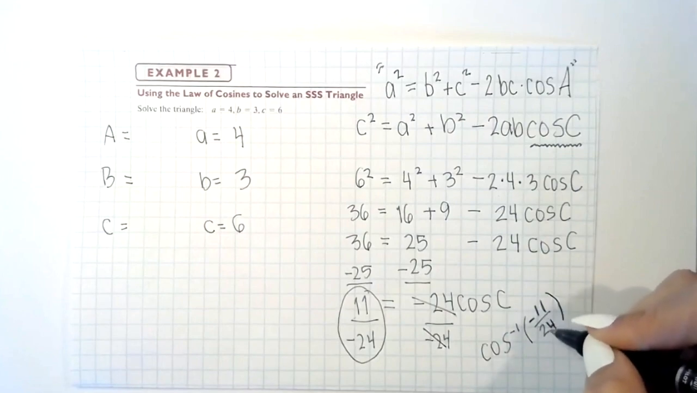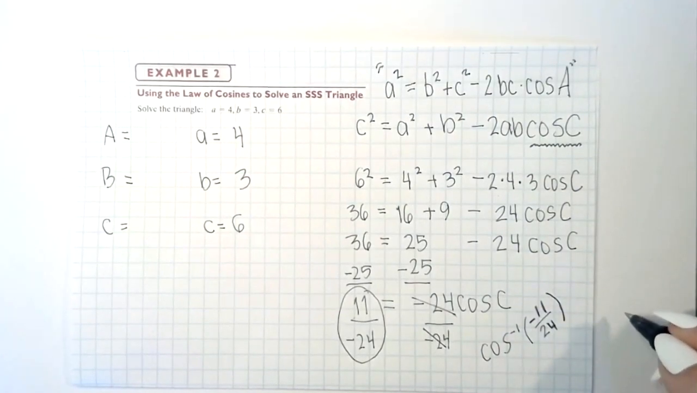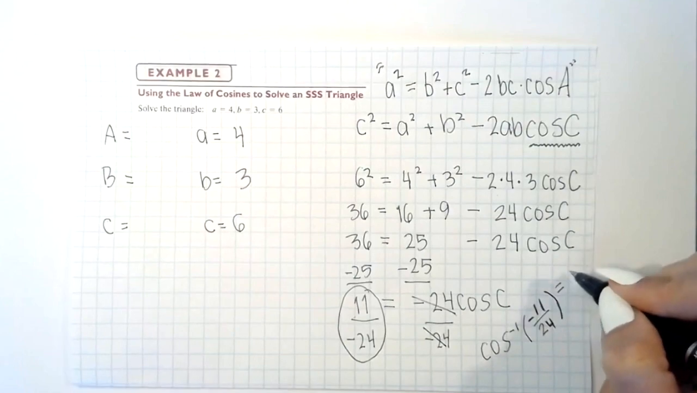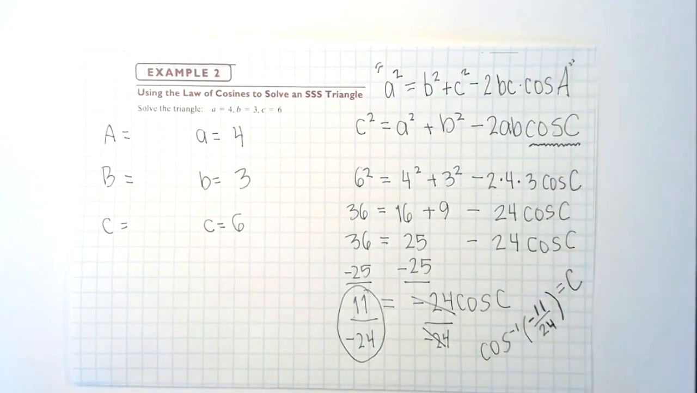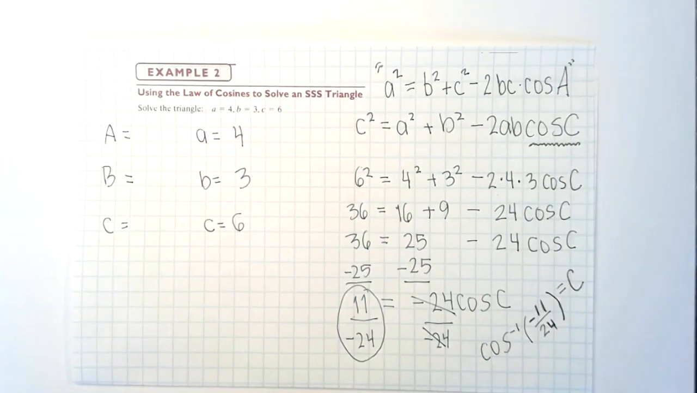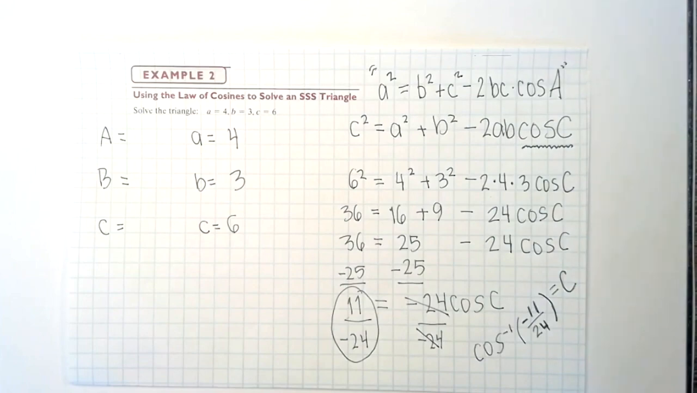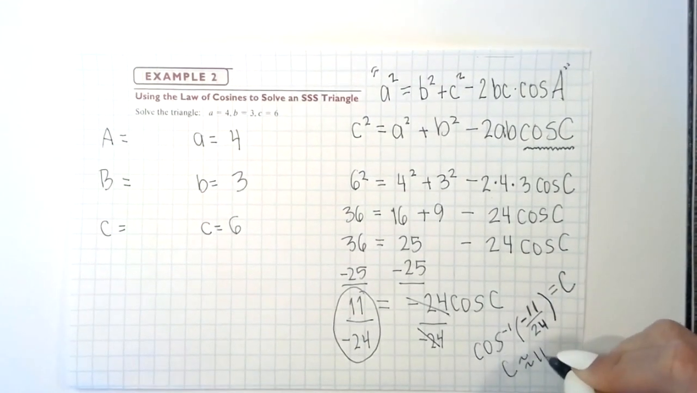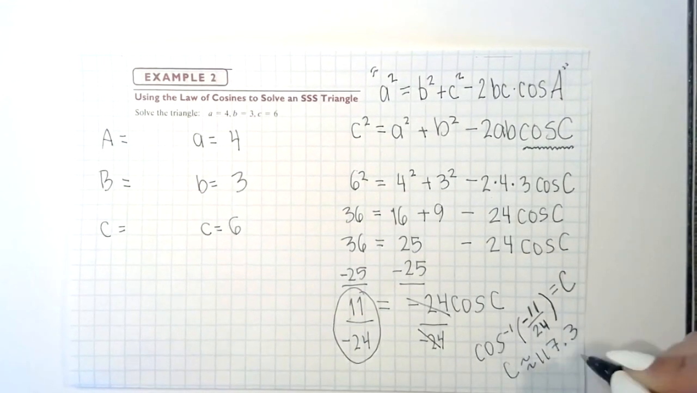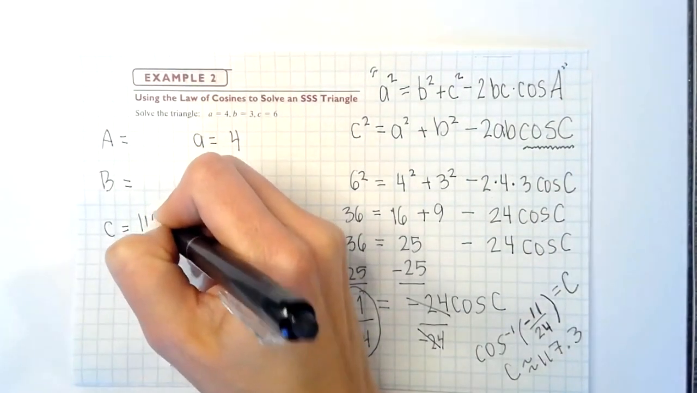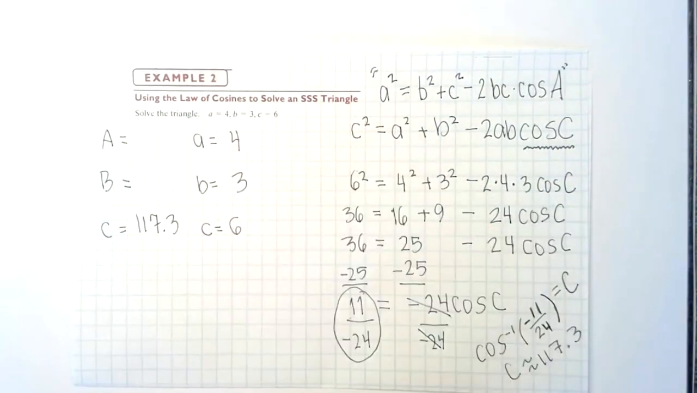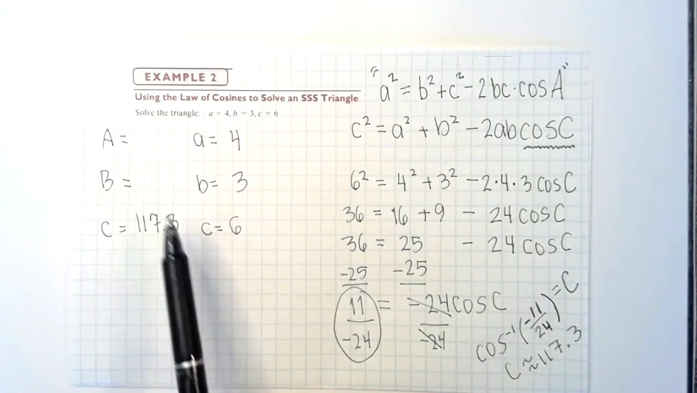How do you get an angle? How do you get rid of cosine, guys? What do you do? I know you know. What do you take? You don't divide by something. You take the cosine inverse of that negative 11 over 24. Beautiful. We're going to put this in the calculator. When we put this in the calculator, cosine inverse of negative, not minus sign, 11 over 24, we get 117.3 degrees. Now we have a pair of C's.